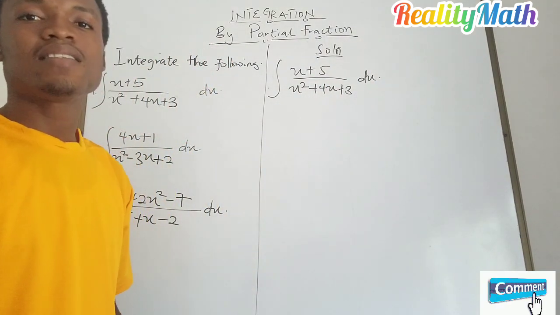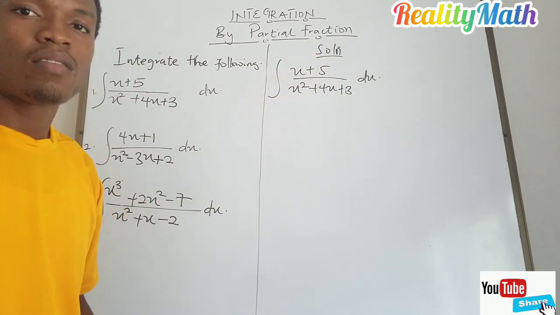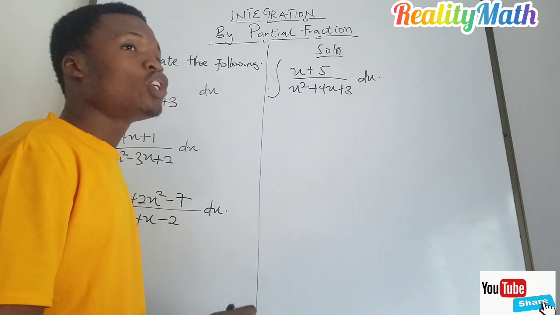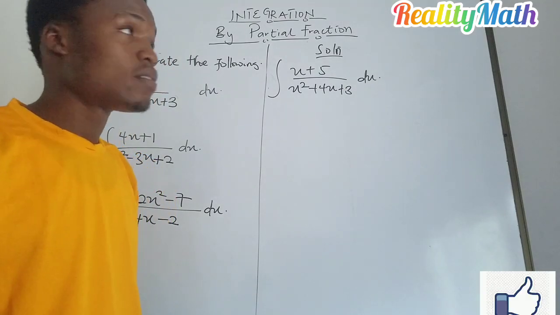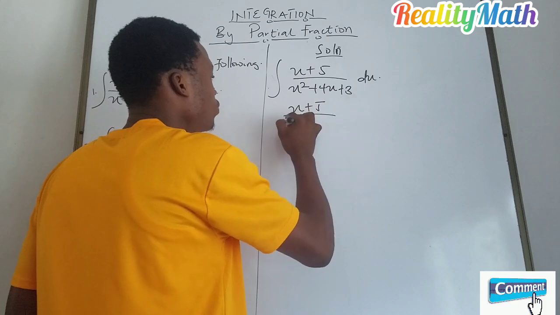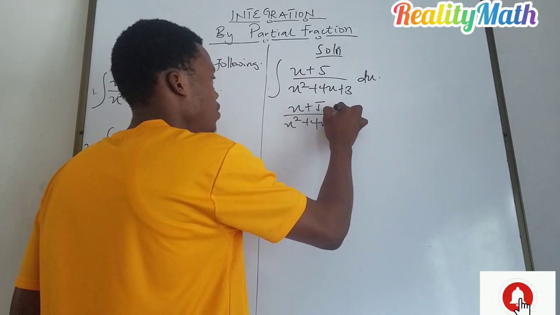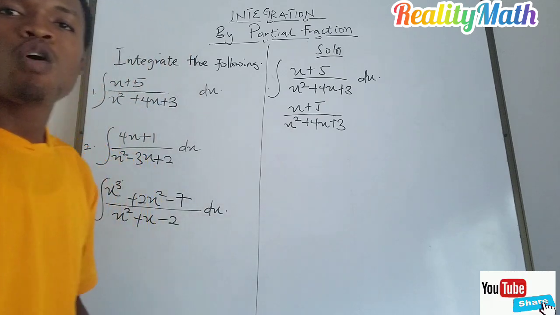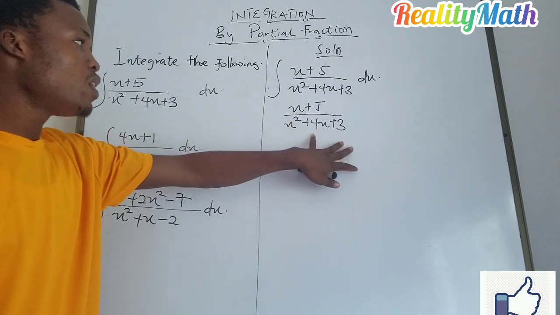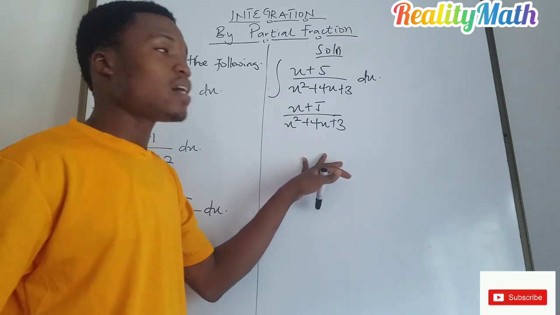Just as I said earlier, let's take the function first so that we can decompose it into partial fractions. So we have x plus 5 all over x squared plus 4x plus 3. Now let's decompose this denominator.